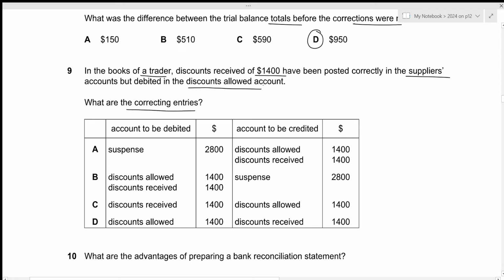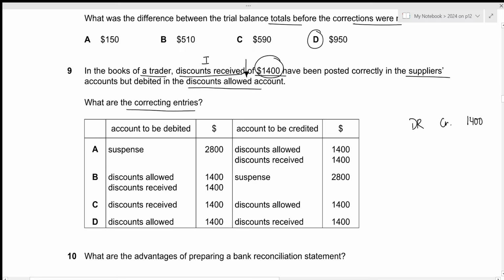Okay, this error can be split into two different errors. This 1400 was actually for discounts received, but it was not recorded, which means that discounts received is understated. If something is understated, we just need to record it on its correct side. We're talking about discount received, which is an income. Incomes are always recorded on the credit side. So our discounts received should be on the credit side with the amount of 1400.